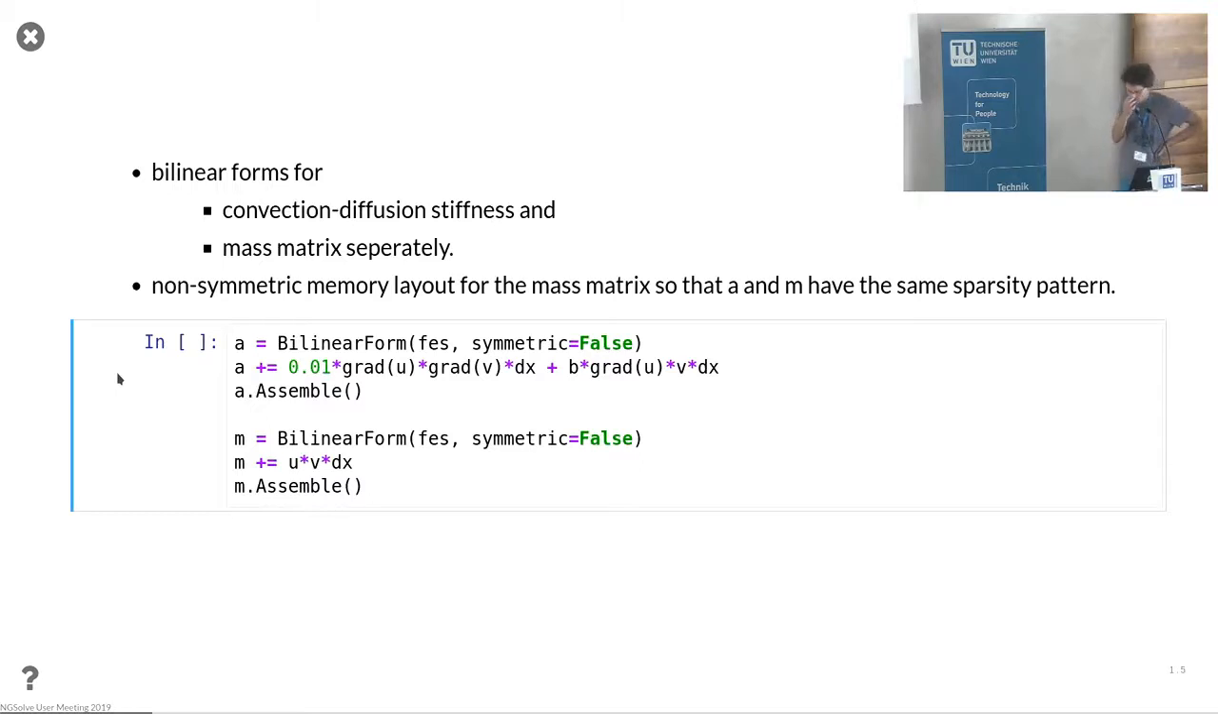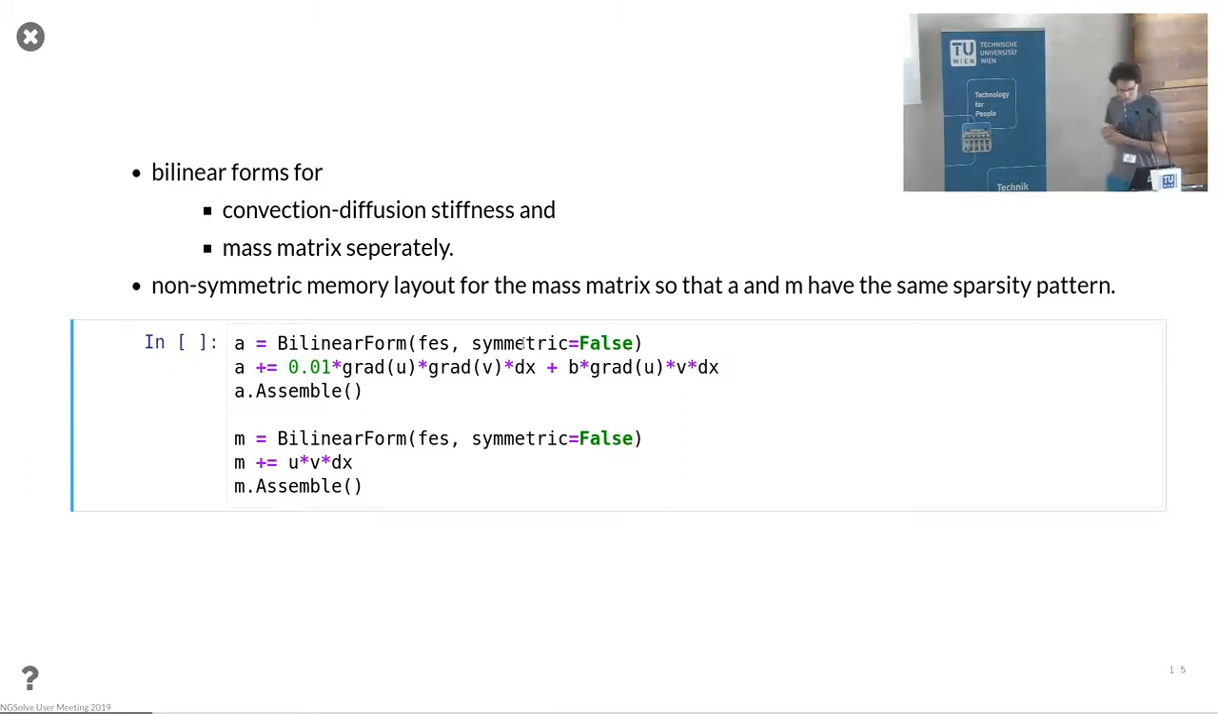Okay. You all know how to set up bilinear forms and the corresponding sparse matrices. So what we do now is the corresponding part for the diffusion part with a diffusion coefficient 0.01 here. For the convection part, it's b gradient u times v. And then we have a mass matrix here.